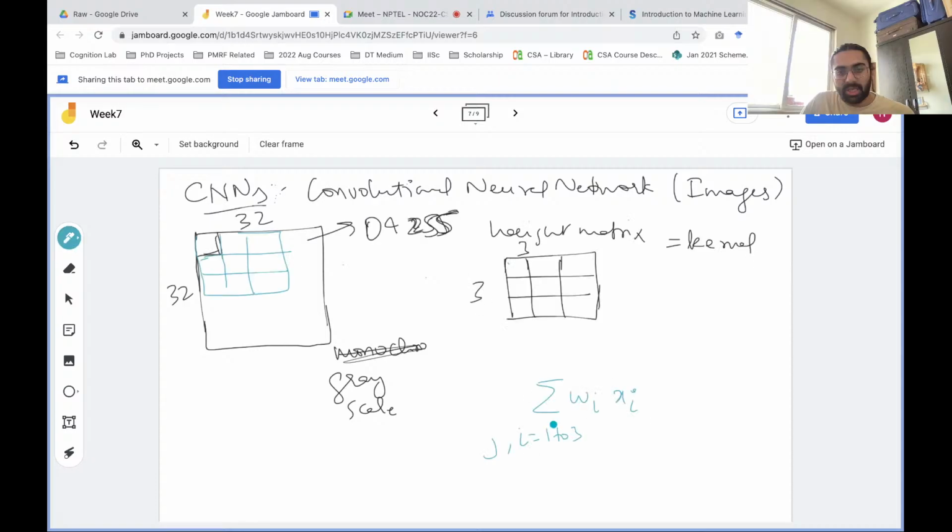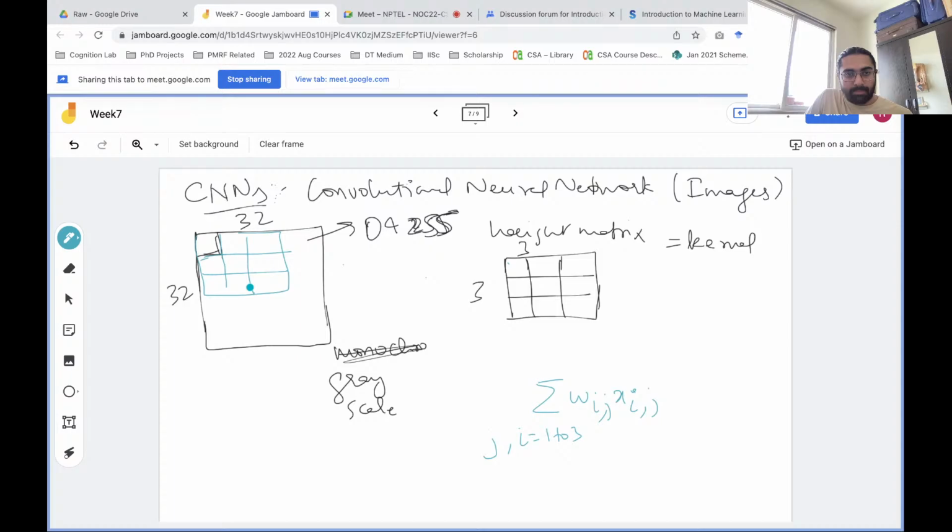Then I shift this kernel one step towards the right, and continue this multiplication process again with the next elements in the input. So now I will again have w_ij times x, let's say, i comma j plus 1.